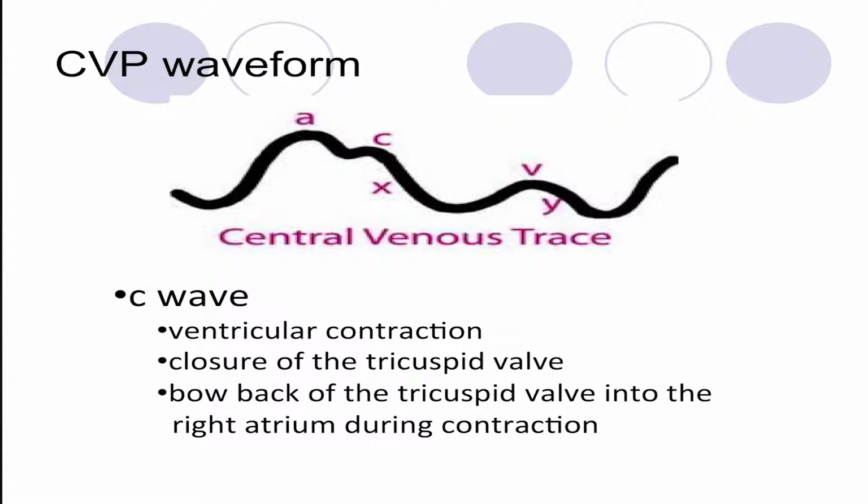C wave is your ventricular contraction. So you think about it as the right ventricle contracts, you're getting some bow back against that right atrium, and thusly it's reflected in touching the end of that catheter. That's also the closure of your tricuspid valve.